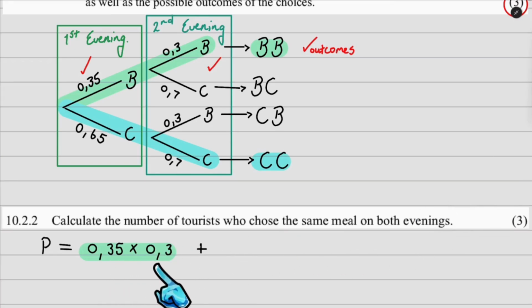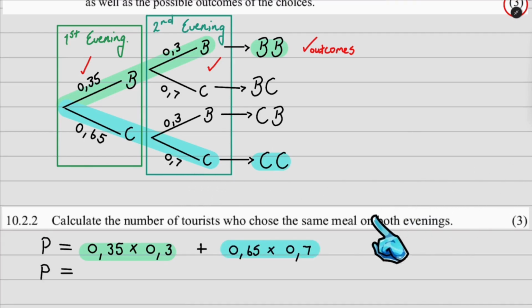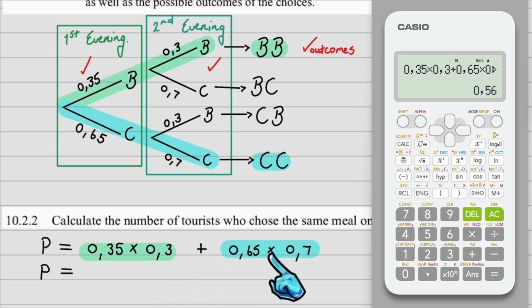Okay, so that sorts out my beef outcome. Now I'm going to add the next branch to that. The next branch, if I'm going down this branch, I'll multiply these two numbers. So it's going to be 0.65 times 0.7. Again, there's no way I'm doing that mentally. That's going straight on my calculator. So if I just pop that in the calculator, press equals, and then insert decimal, it gives me 0.56.